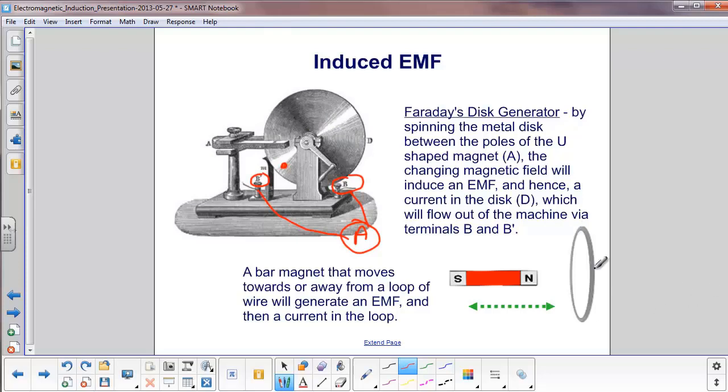A little more simply, if I had a magnet, here's a little bar magnet, north and south pole, as I move it towards or away from the circular loop of wire, if I had an ammeter connected up to this, it would read a current when the magnet was moving. As soon as the magnet stops, the current would go away.